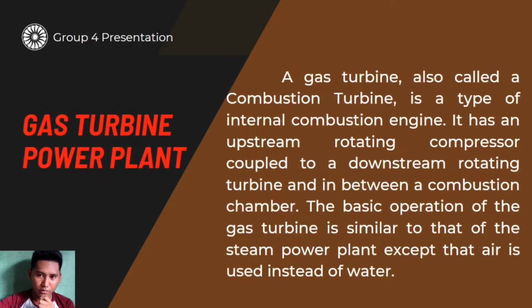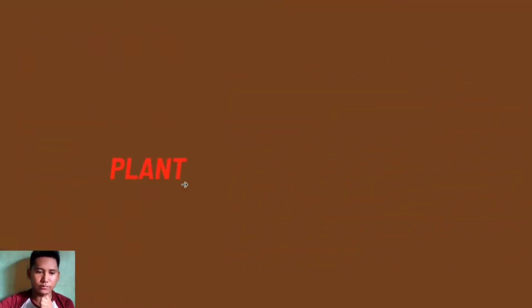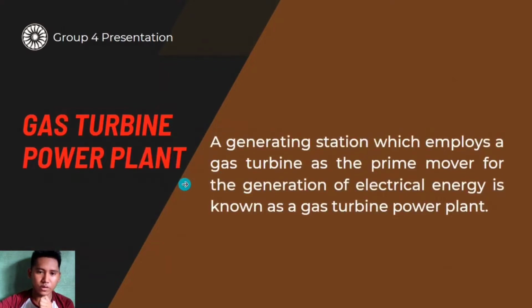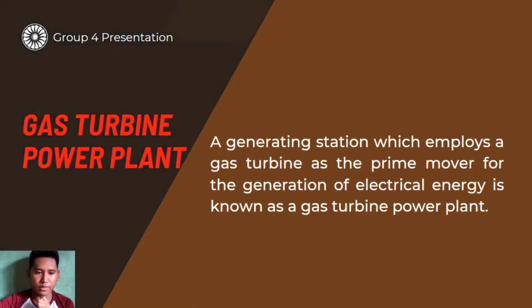A gas turbine is also called a combustion turbine. It is a type of internal combustion engine. It has an upstream rotating compressor coupled to a downstream rotating turbine and, in between, a combustion chamber. The basic operation of a gas turbine is similar to that of a steam power plant, except that air is used instead of water. A generating station which employs a gas turbine as the prime mover for the generation of electrical energy is known as a gas turbine power plant.